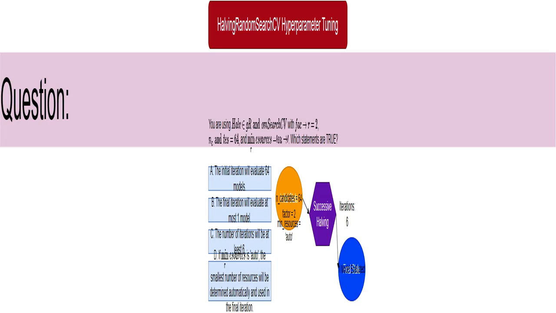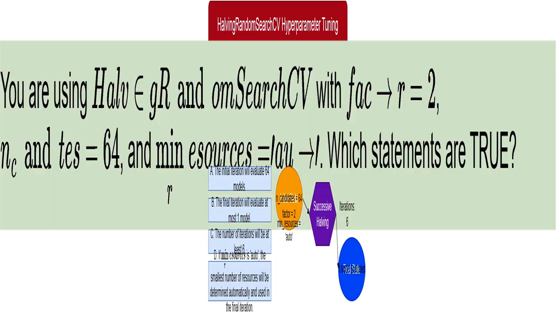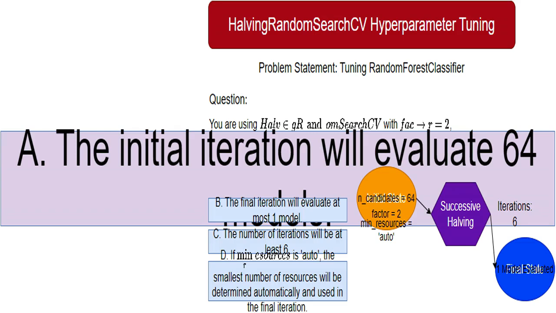This indicates that what follows is a multiple-choice question testing understanding of the tuning process. Get ready. This gives the specifics of the machine learning task and the parameters involved. We're using the HalvingRandomSearchCV method with a halving factor of 2, 64 initial candidate models to test, and an automatic determination of the minimum resources. The first statement in the multiple-choice quiz.